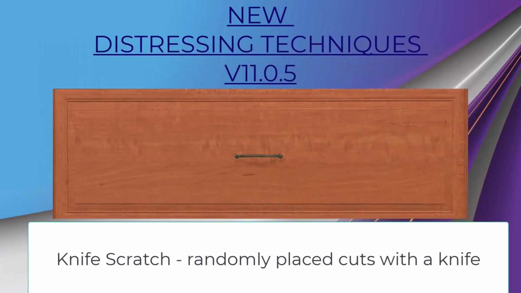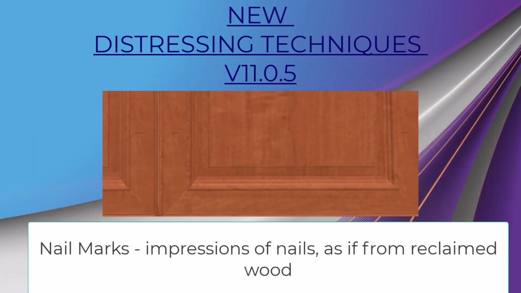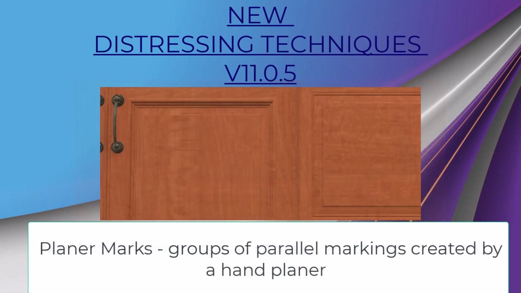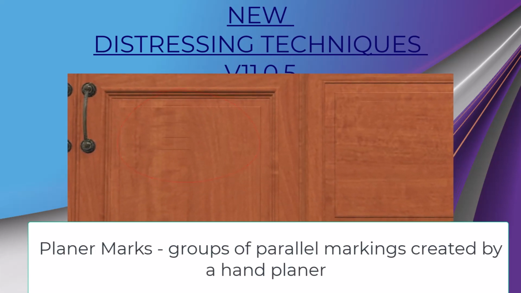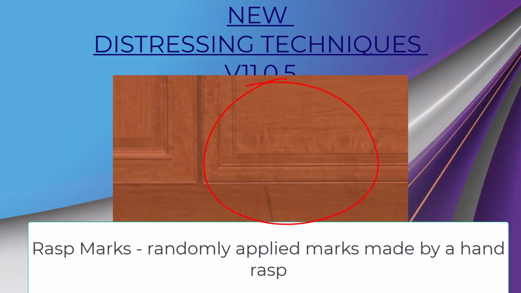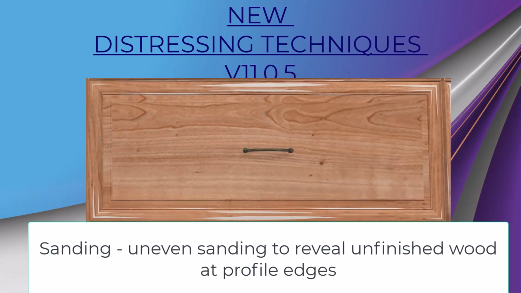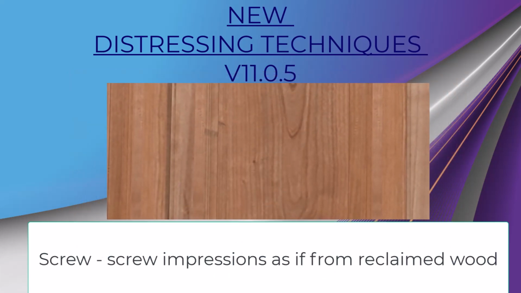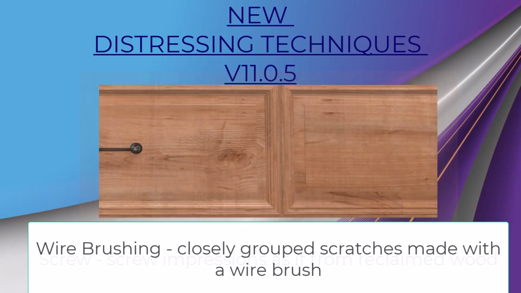Knife Scratch, randomly placed cuts with a knife. Nail Marks, impressions of nails as if from reclaimed wood. Planer Marks, groups of parallel markings created by a hand planer. Rasp Marks, randomly applied marks made by hand with a rasp. Sanding, uneven sanding to reveal unfinished wood at profile edges. Screw, screw impressions as if from reclaimed wood.